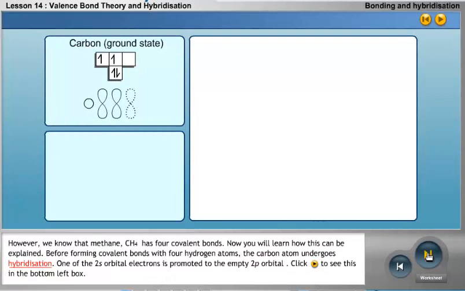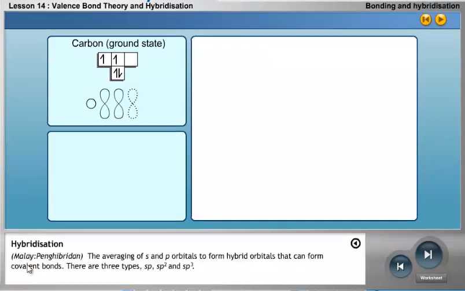However, we know that methane, CH4, has 4 covalent bonds. Now you will learn how this can be explained. Before forming covalent bonds with 4 hydrogen atoms, the carbon atom undergoes hybridization. One of the 2s orbital electrons is promoted to the empty 2p orbital. Click the forward button to see this in the bottom left box.